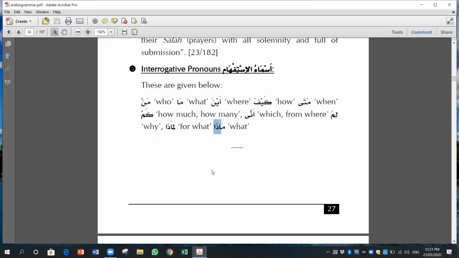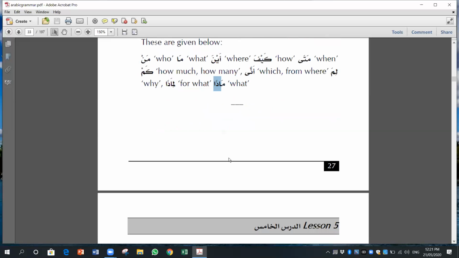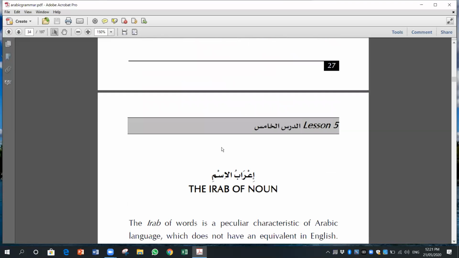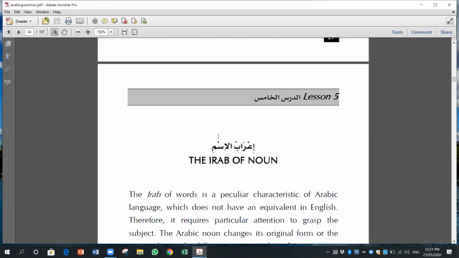Inshallah, no need to burden yourself. When we start translation and these come slowly, you will learn the meaning. No need to learn all together, but we just had an introduction that these are the interrogative pronouns. Any question till now, my dear? Should we move next, or should we have some practice on whatever we studied till now?